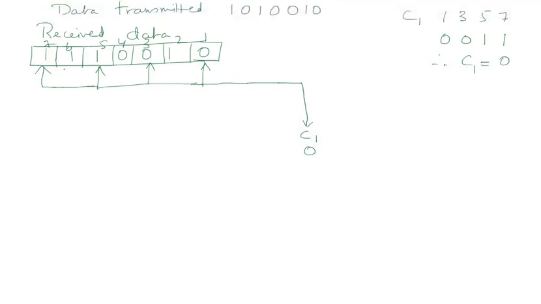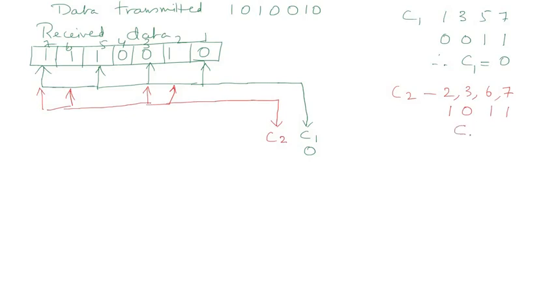Next we need to calculate the value of C2. To find C2 we need to consider 2, 3, 6 and 7. So this is 7, 6, bit 3 and the bit 2. So this is C2. So for C2 we need to consider 2, 3, 6 and 7. The second bit is 1, third bit is 0, 6 is 1 and 7 is 1. So if you see, we are having an odd number of ones here. So we need to add an extra 1 to make it even parity. So the value of C2 is equal to 1. So put a 1 here.